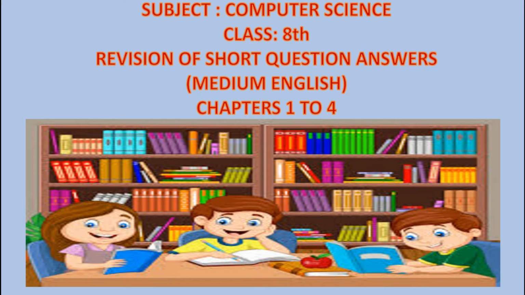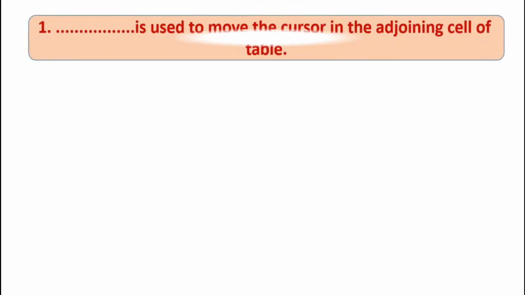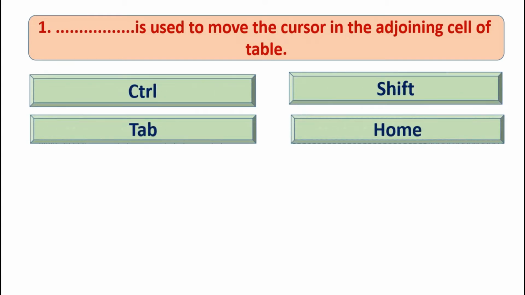So now let's start our revision. First question is, dash is used to move the cursor in the adjoining cell of a table. Adjoining cell means next cell. Options are CTRL means control, shift, tab or home. Answer is tab. Tab button of keyboard is used to move the cursor in the adjoining cell.